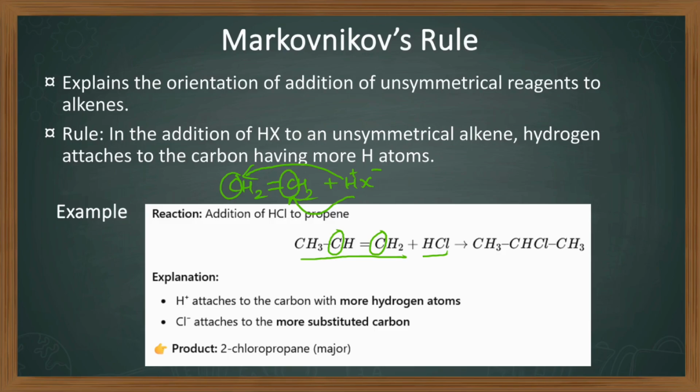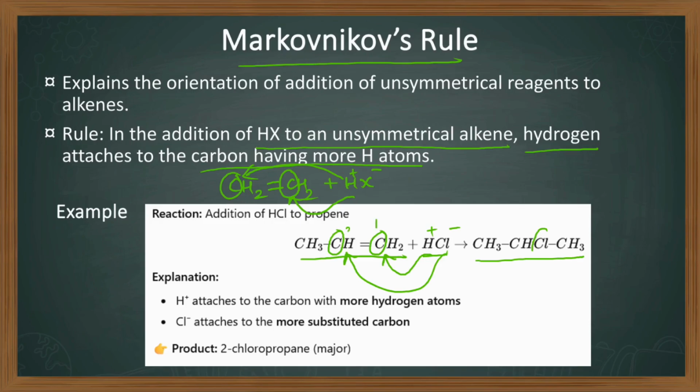So now comes the role of Markovnikov's rule. What it says: in the addition of HX to an unsymmetrical alkene, hydrogen attaches to the carbon having more hydrogen atoms. So in this H plus and Cl minus, the hydrogen attaches to the carbon having more hydrogen atoms, that is this CH2. After that, the Cl minus will go and attach to this carbon having fewer hydrogen atoms. So the product will be as shown here.